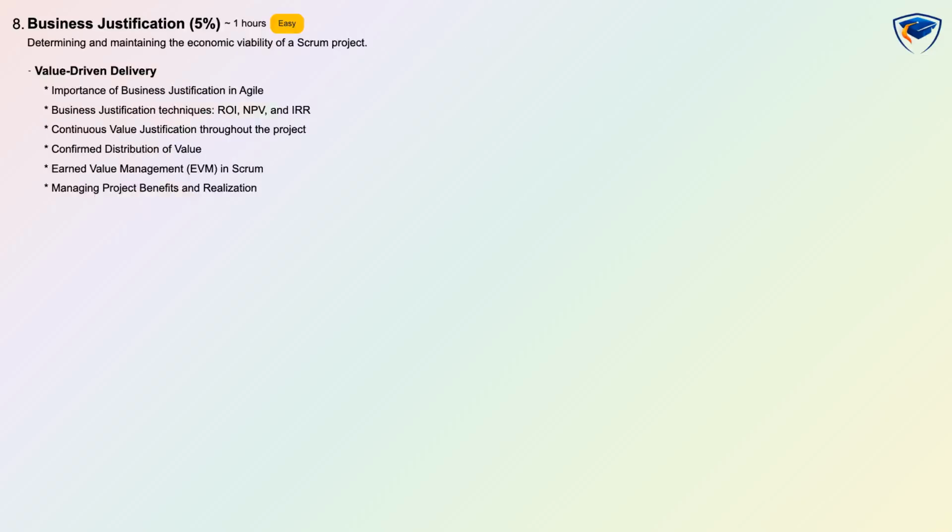Business justification is 5%, easy, and about 1 hour of study with conceptual and scenario assessment. This domain teaches value-driven delivery and why continuous business justification matters throughout a project. You will learn techniques like ROI, NPV, and IRR, and how to use earned value concepts in Scrum for value confirmation. The focus is on managing project benefits, realization, and confirmed distribution of value.